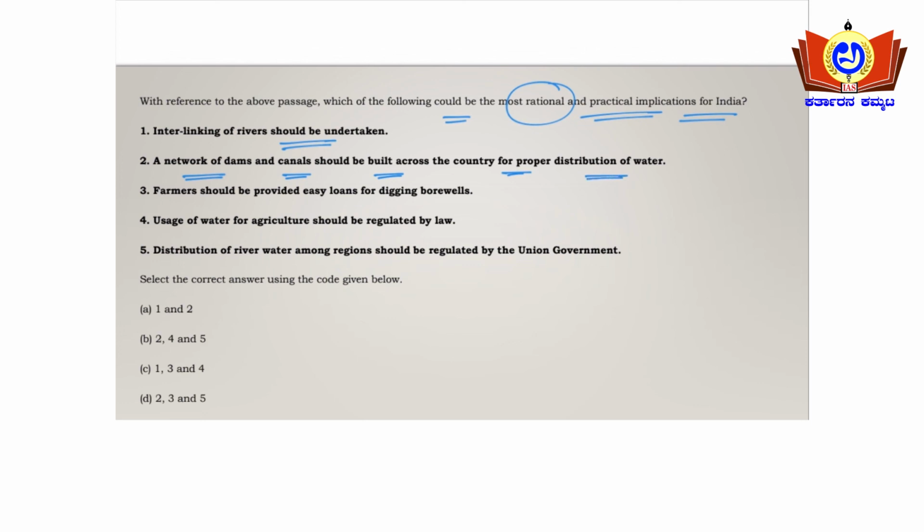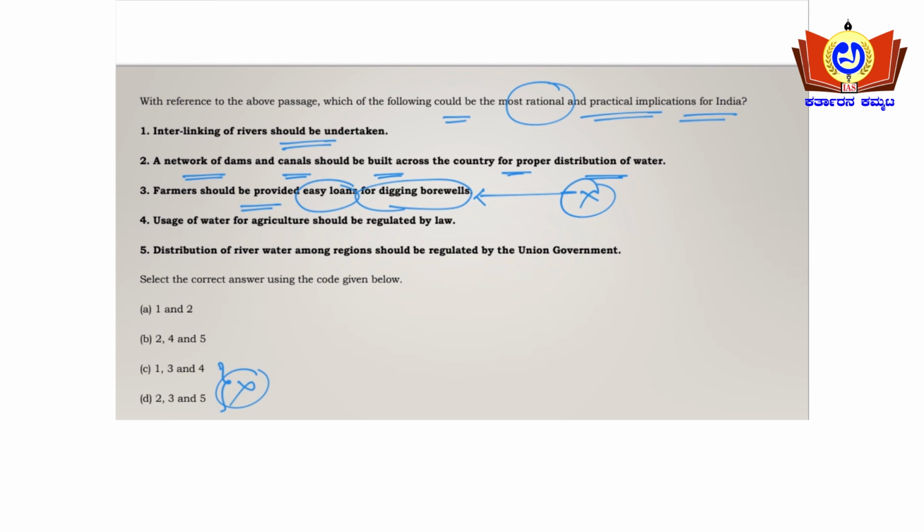Okay, farmers should be provided easy loans for digging bore wells. See, in this passage they were not talking about farmers, or if at all, indirectly they are talking about farmers' welfare. They are not talking about they should be provided with loans, or that they have a necessity for loans because they have a shortage of funds. The passage is not talking about that, right? Okay, so this third statement can be directly negated. If this third statement is negated, option C and option D are gone. Option C and option D cannot be the answer.